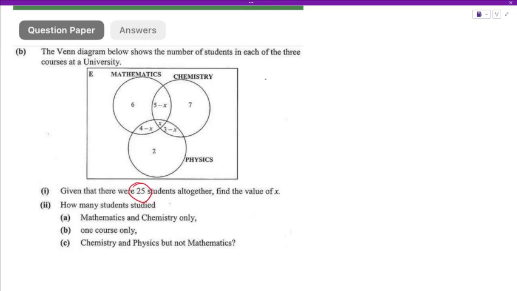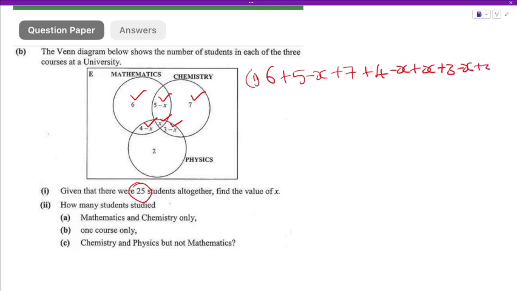So I'm going to say 6, that is Roman numeral 1, 6 plus 5 minus x plus 7. I'll be capturing them in threes: 1, 2, 3. And then I'm going to say plus 4 minus x plus x minus 3 minus x. Okay, 4 minus x captured, x plus 3, it's plus 3 here, not minus, plus 3 minus x, and then I'm going to say plus 2. Okay, what is the value linked to this region? They said given that there were 25 students altogether, so I'll equate it to 25.